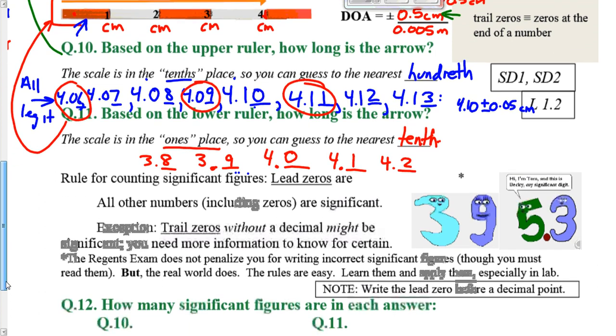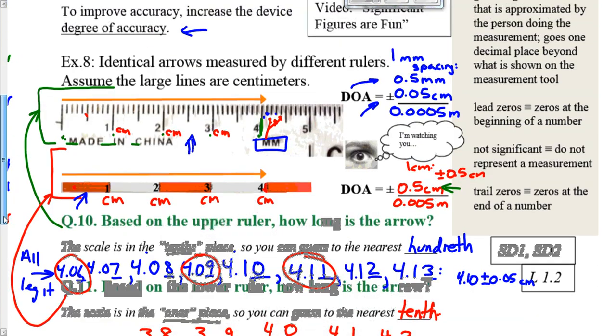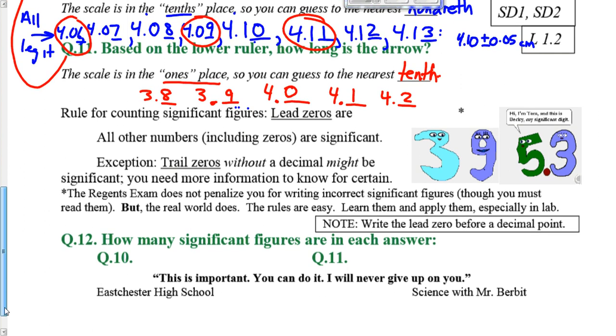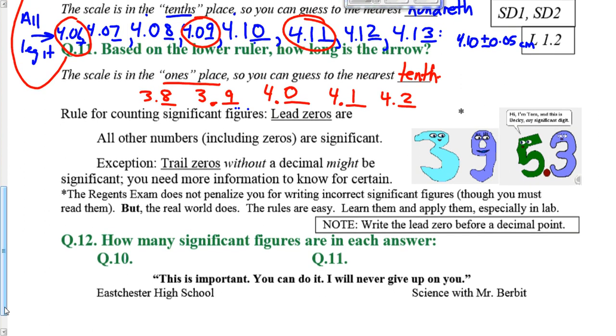Okay, so that's how to read off a measurement device. That's actually perhaps the most useful part of what we're doing in this video, even though it's not really a big part of our testing. Okay, let's take a break over here. And let's get on to the next comment, which is counting sig figs.